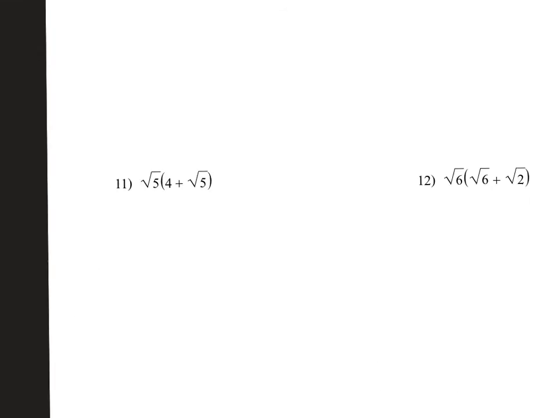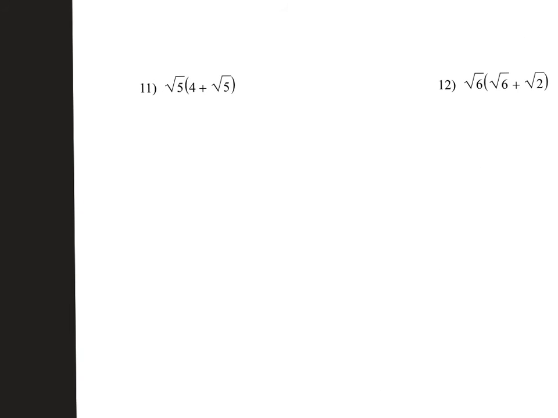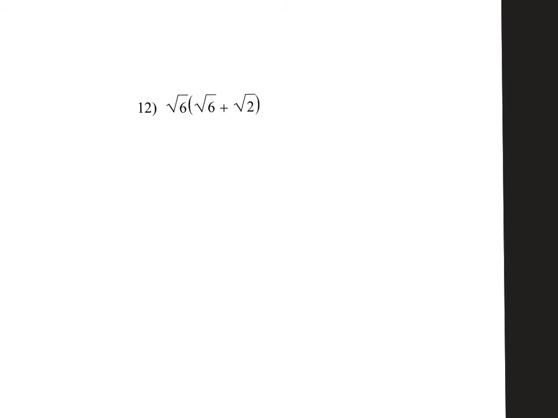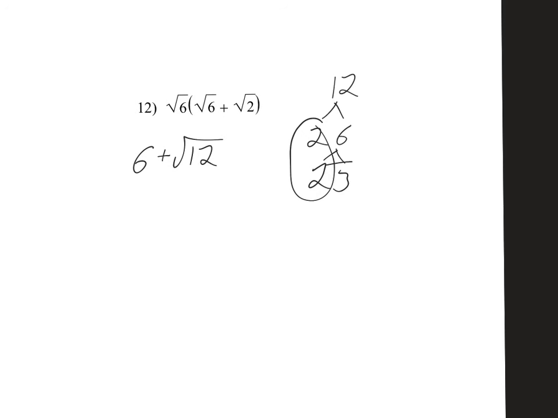The next one, we have 4 radical 5 plus 5. That's it, I can't do anything else. The next one, we have radical 6 times radical 6, that's just a plain 6, plus radical 12. Let's go ahead and simplify that out. So we have 2 and 6, 2 and 3, so it's a pair of 2's and a 3. So we have 6 plus 2 radical 3.